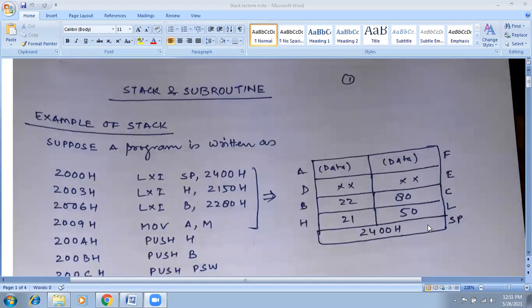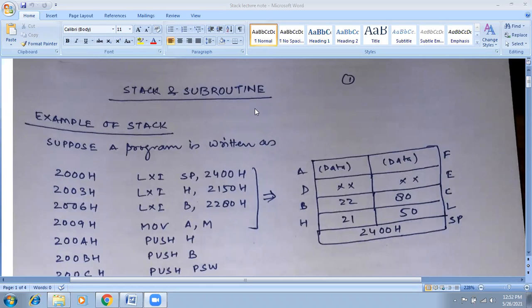So today we will be discussing the stack operation, which will be performed in 8085 programming. We have already discussed what kind of instructions are being used for stack operation. So we have seen that push and pop instructions are the two instructions which are used for stack operation.